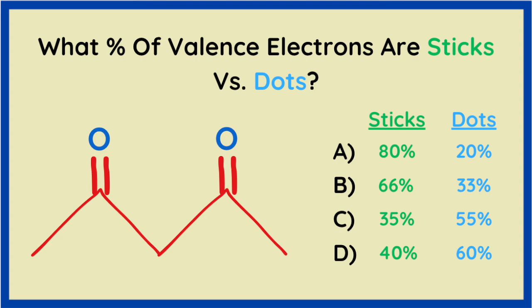What percent of this molecule's valence electrons are sticks and dots? Well, right off the bat, we'll eliminate choice C, our junk answer, because 35 plus 55% sums to 90%. Sticks and dots comprise all of the molecule's valence electrons, so that has to add up to 100%.